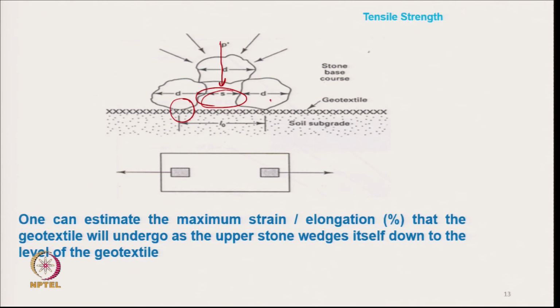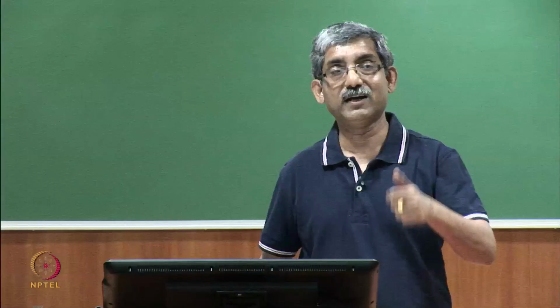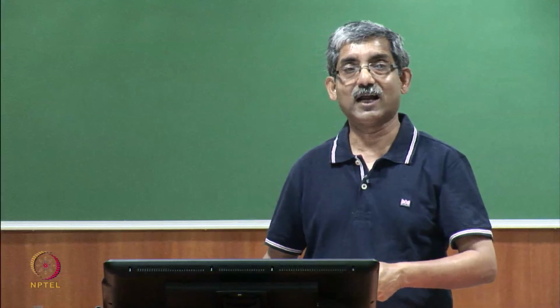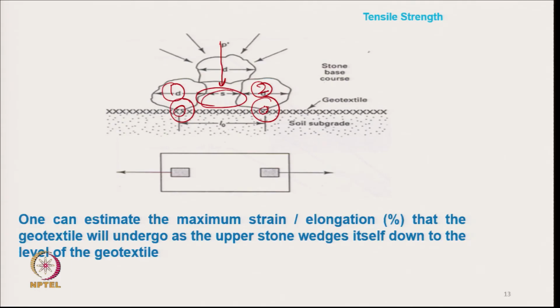the condition is that between this geotextile and the stone, at the contact points of the bottom two stones, if there is no slippage, that means very high friction, in that case there will be maximum strain generated on the geotextile. So, we can calculate this condition, that maximum strain condition.